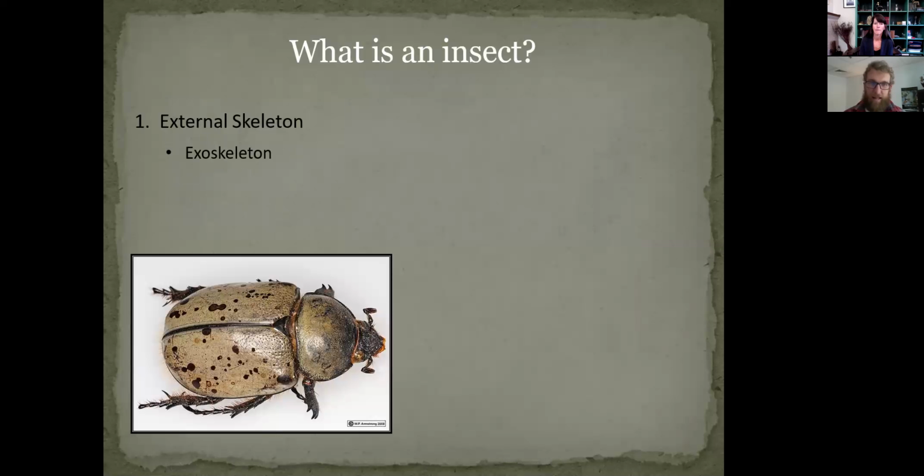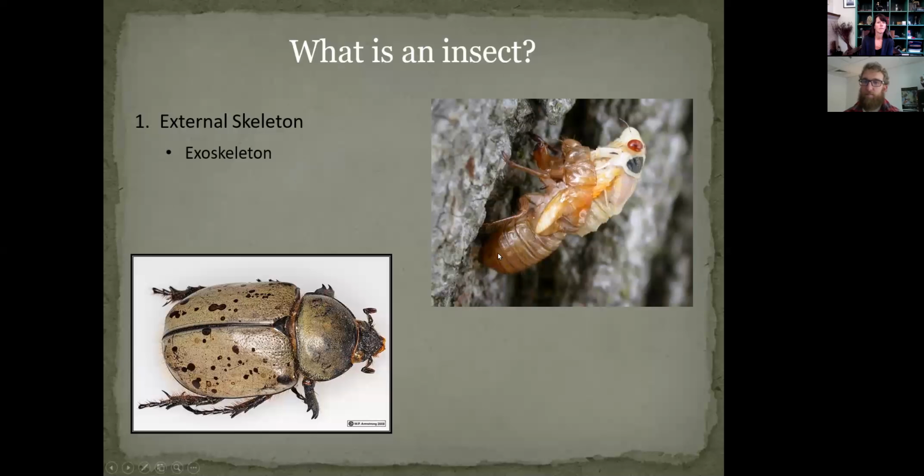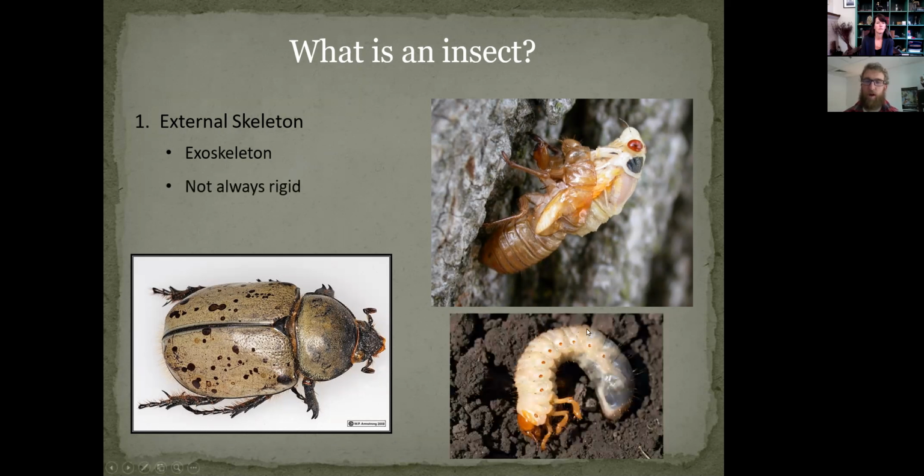So what is an insect? There's three main things and a couple other things that distinguish what an insect is. First one's an external exoskeleton. That's the hard part around insects most people know about. Insects do have to shed their exoskeleton to get larger. So whenever you see cicadas or dragonflies or anything like that shedding their skin, it's actually their skeleton, what holds everything together. Now it's not always rigid. You do have grubs and maggots and such. Those are still insects and they still have that exoskeleton. It's just more of a membranous thing so they can grow more easily.